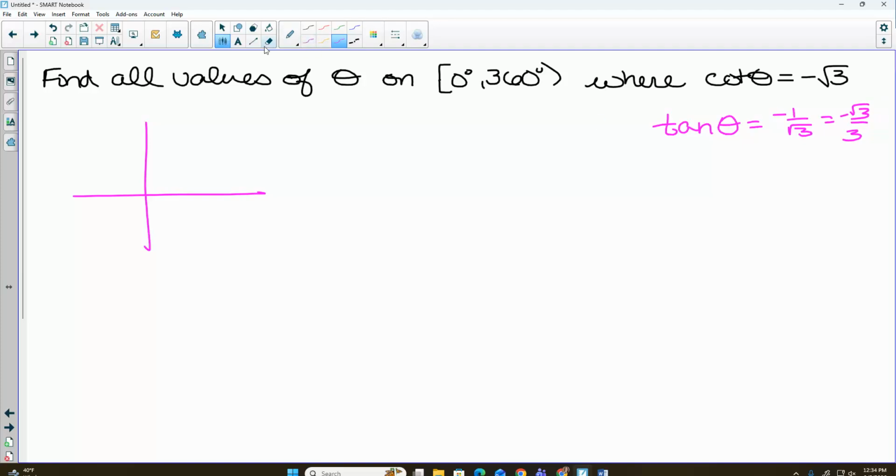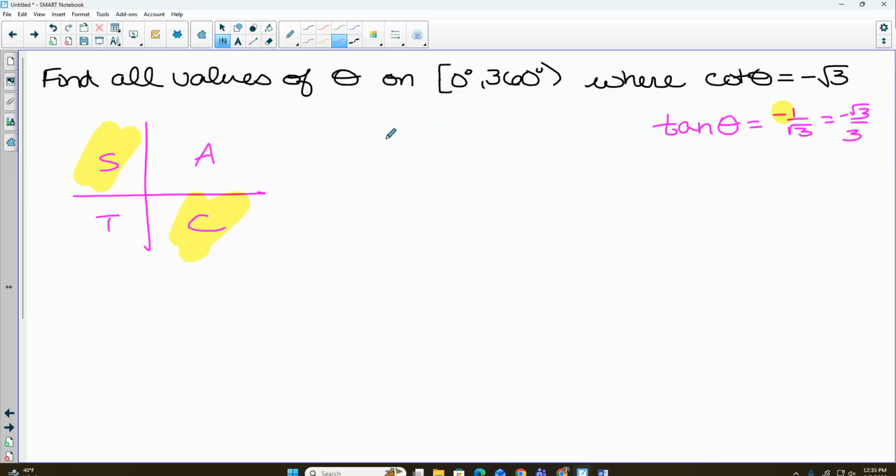First of all, focus on the fact that it's a negative. Which quadrants can tangent be negative in? 2 and 4. Right. So I know I should have 2 answers, one for each of them. And remember, that's the all students take calculus.